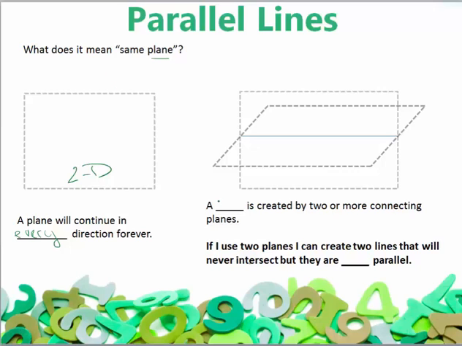A line is created when 2 or more planes connect. So here's our line. So a line is created when you have 2 planes. Now, using 2 planes, you can create 2 lines that will never intersect, but they will not be parallel. And we'll talk about that in class. The lines have to exist in the same plane and then be equal distance apart to be parallel.